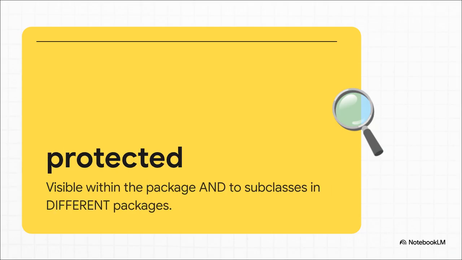Now, protected is all about inheritance. It follows the same rules as default access, but it has one extra superpower. It's also visible to any subclass, even if that subclass lives in a completely different package. This is absolutely essential when you're building frameworks that you want other people to be able to extend.